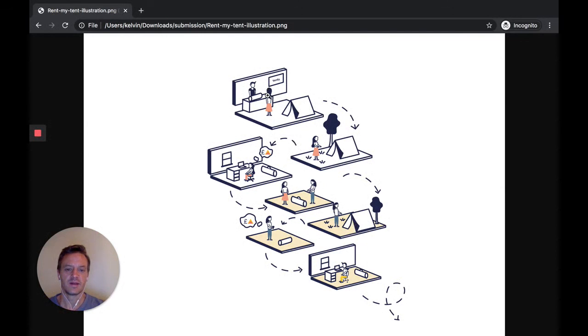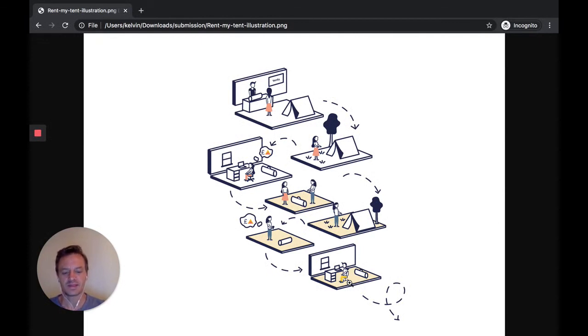So that's what we see here. The original owner of the tent, the person that hires the tent with the blue trousers, and then finally in the yellow trousers, this is the next person that comes along who hires the tent. And this essentially could go on forever, depending on the good condition of the tent.